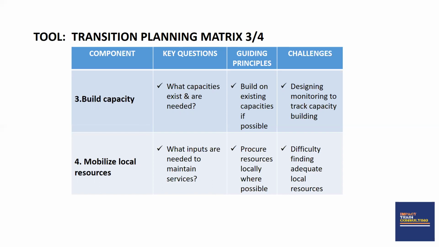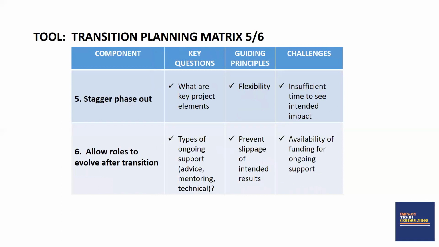So another component that we're going to look at is mobilize local resources. The key question to look at is what inputs are needed to maintain services. And the guiding principle is procure resources locally where possible. And the challenge you would face is a difficulty in finding adequate local resources. And during transitioning, it's important to stagger phase out.